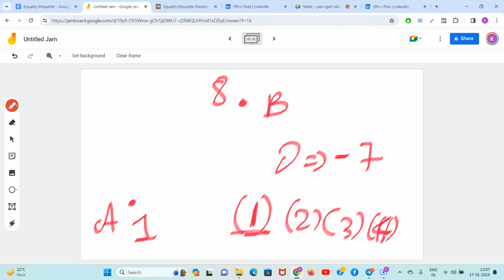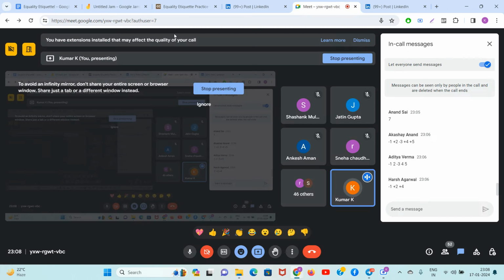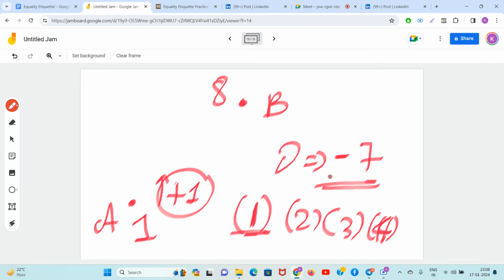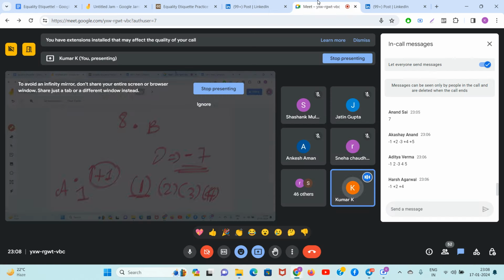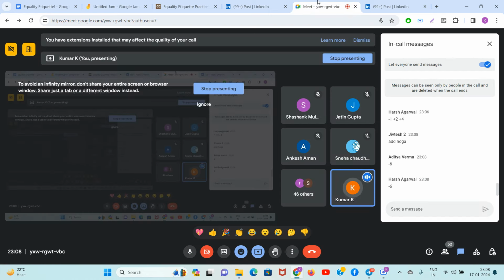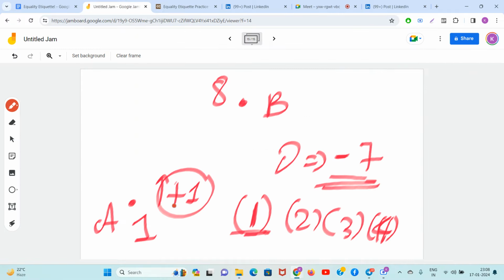But guys, I want to prove something to you. Can you please tell me, if I add a 1 here in A, what will happen to the D? Everyone, please start writing in the chat. If I add a 1 to the A, what will happen to my difference? Everyone write difference increases by 1. So if I add a 1 here, the difference increases by 1.